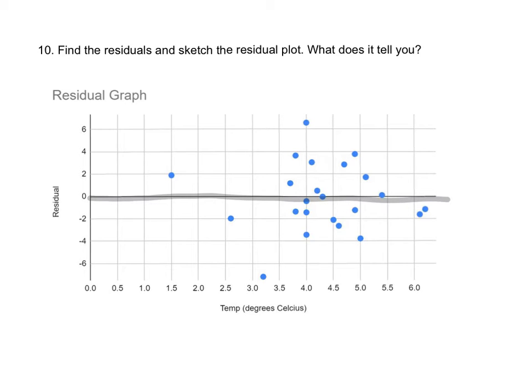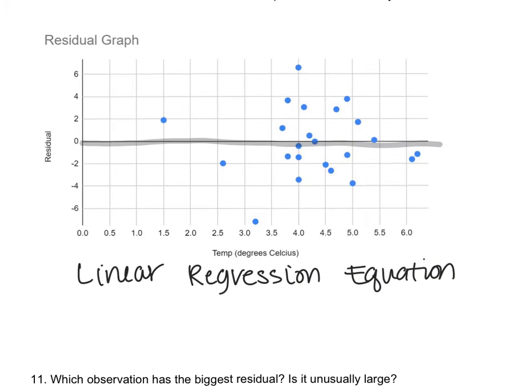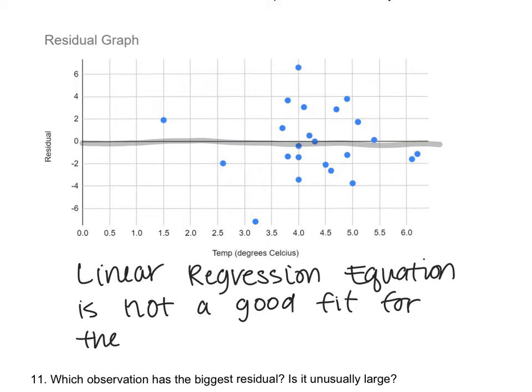Now, in looking at our residuals, not a lot of them are really close to 0. Most of them fall outside of the 2 and negative 2 range. So looking at our residual plot, this is going to tell me that my linear regression equation is not a good fit for the data.